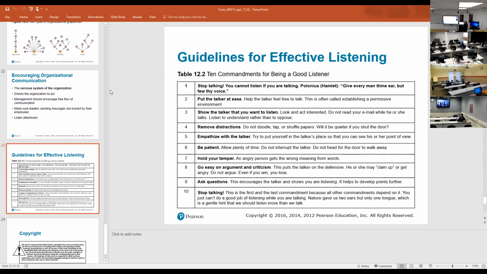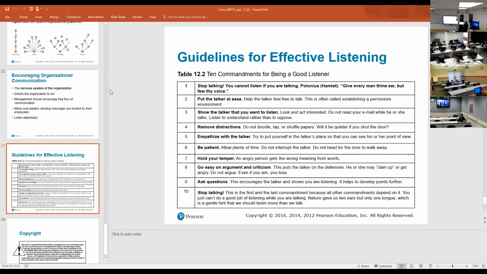I am sure you have been in situations where you went in someone's office and that person was not interested in what you had to say. Maybe they were reading their email. Okay? So if you are a good listener, you are looking and acting interested. You want to empathize with the talker, okay? Put yourself in their place. Be patient, all right? Don't get up and walk towards the door before the person's actually finished.